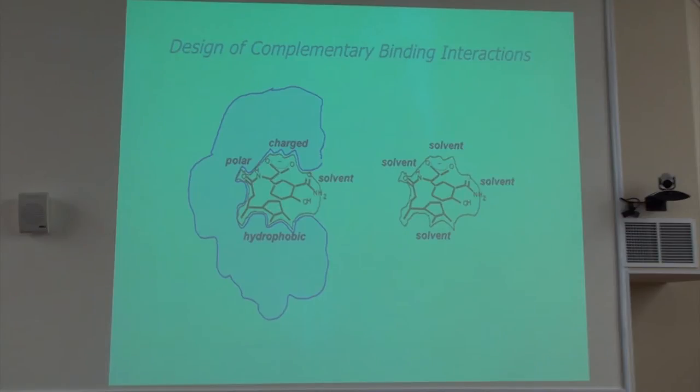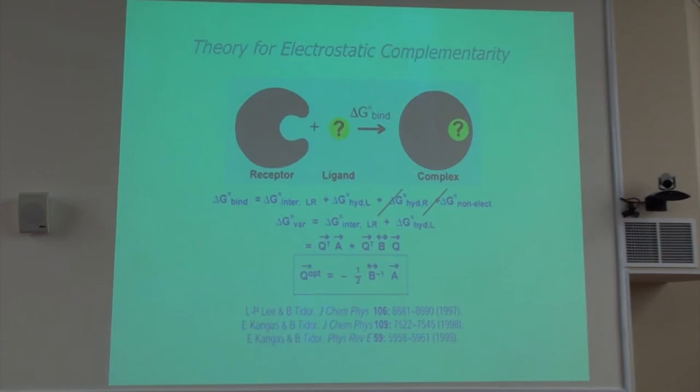One of the things that we discovered early on is that it's just as important that they have complementary charge distributions, that there's a balance between what a ligand pays in being desolvated, in leaving solvent, and what it gets back in interactions in the bound complex. And in many theories of solvation, the linear response basis of those theories turns this into a very simple optimization problem that can be solved.